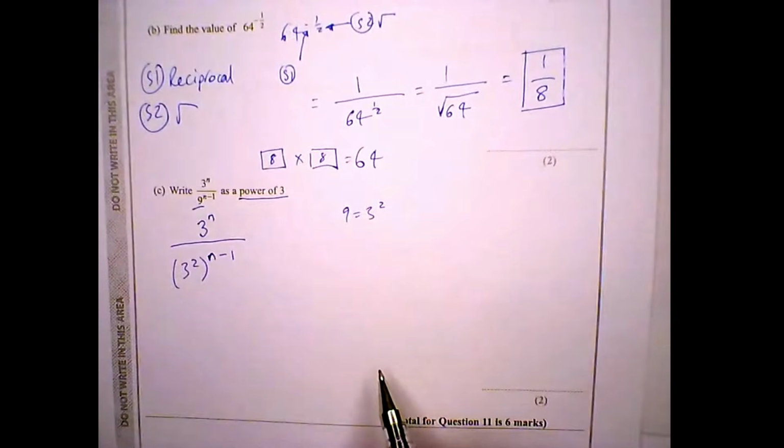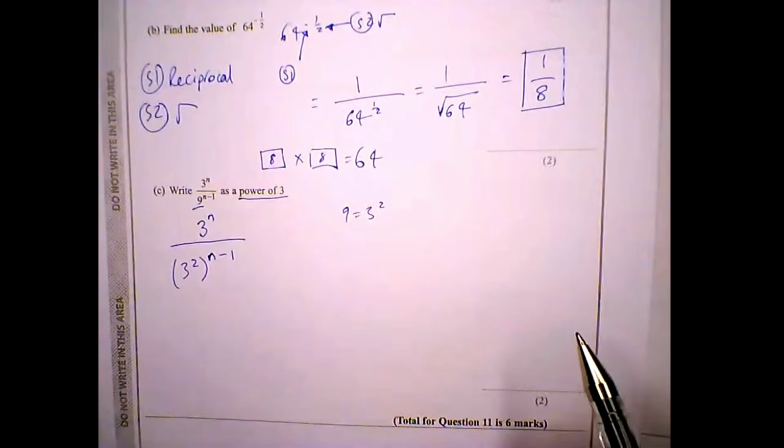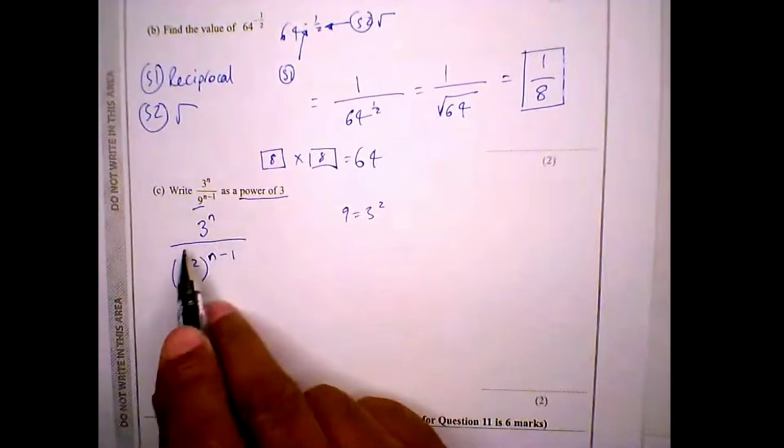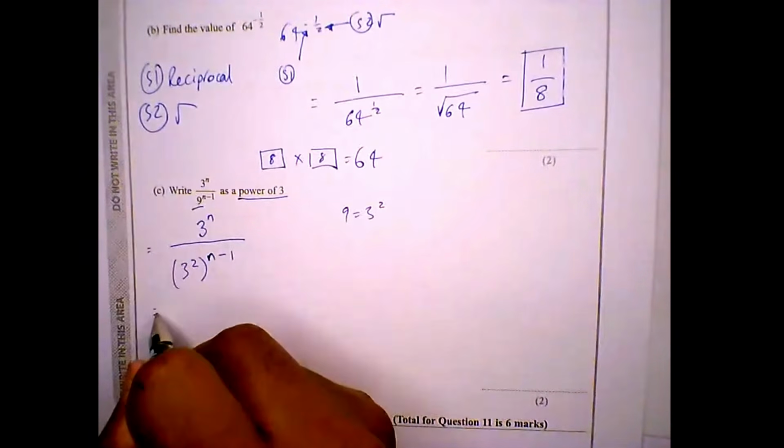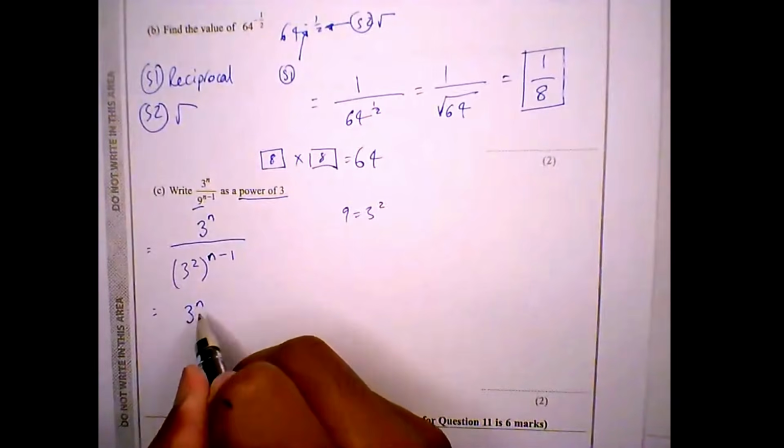Okay, so that's the first thing. And just by doing that, that's a method mark. Now the next thing is I've got to play around with this. So I'm going to have 3 to the power n all over.